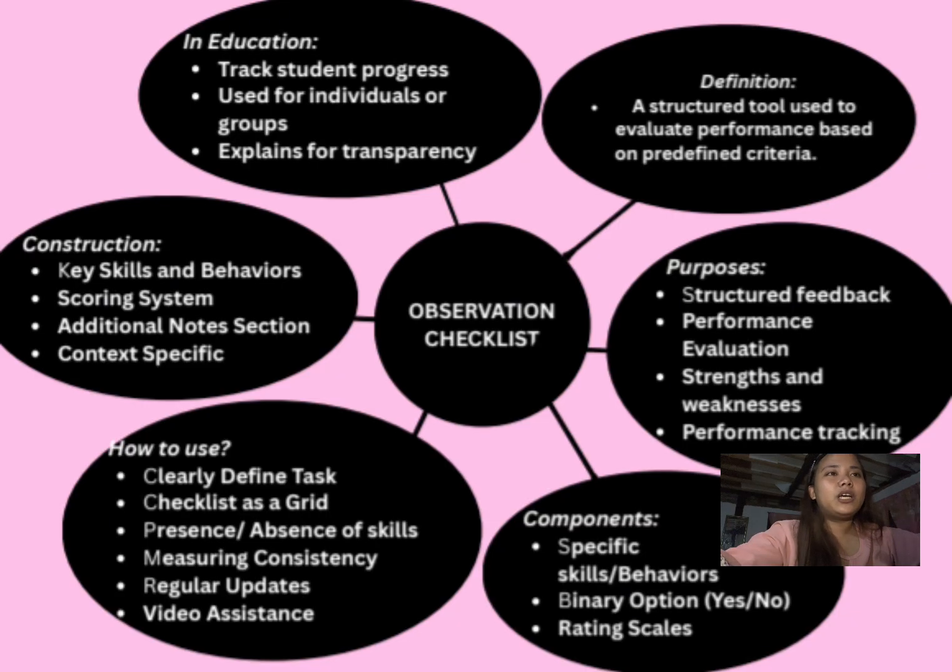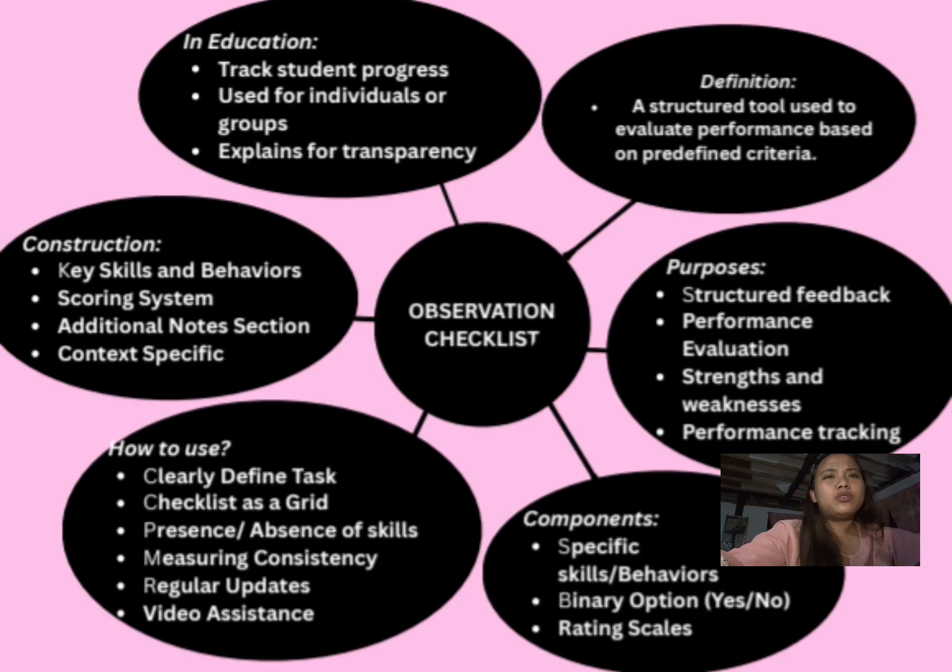The second component is the binary yes or no options. This is the simplest type of checklist. For each skill or behavior, the observer simply marks yes if they saw it or no if they didn't. It's a straightforward way to record whether something happened or not.